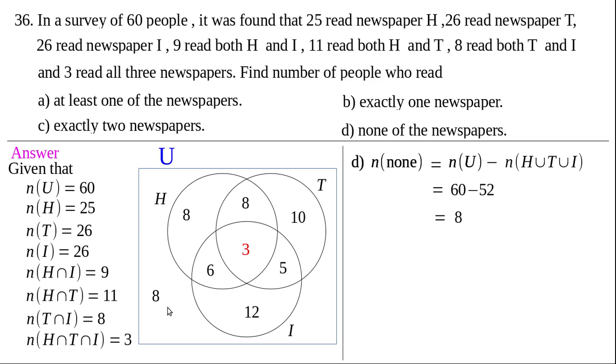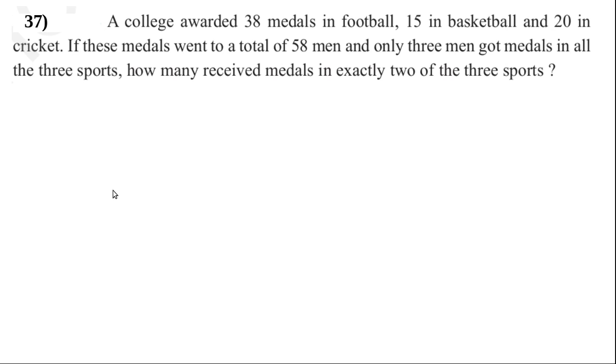Okay. Now, question number 37, a very important question, a worked out question in your textbook. A college awarded 13 medals in football, 15 in basketball, 20 in cricket. If these medals went to a total of 58 men, only 3 men got medals in all the 3 sports, how many received medals in exactly 2 of the 3 sports?